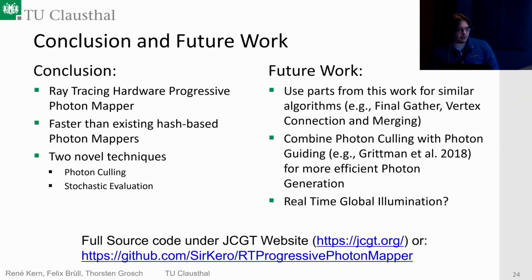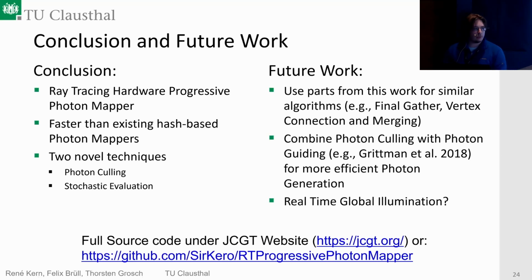So to conclude our work, we developed a hardware-based progressive photon mapper with real-time camera movement that is faster than existing hash-based techniques. We also introduced two novel techniques: photon culling, where we discarded photons that are not actually collected, as well as stochastic evaluation, which especially speeds up photon density areas where many photons overlap.